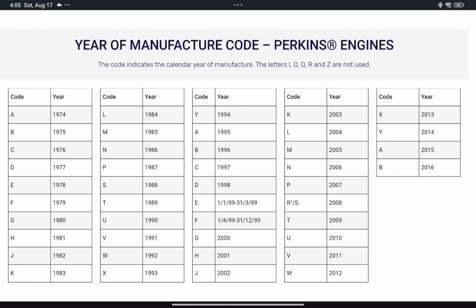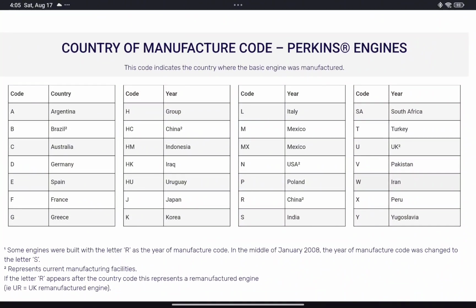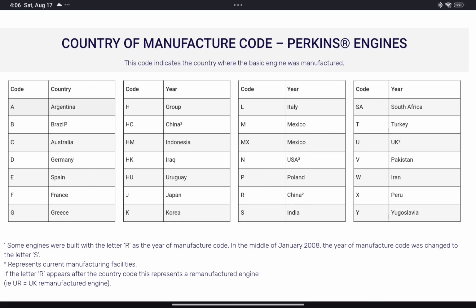In the next one, I am going to show you which country your engine was manufactured in. It also has a letter here, and it corresponds to the place. For example, A is from Argentina and B is from Brazil. You can see there are a lot of codes which correspond to the place where your engine was manufactured.